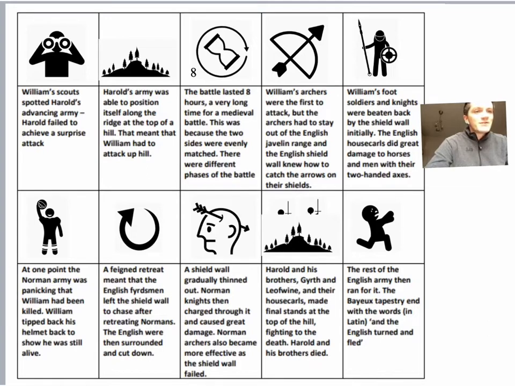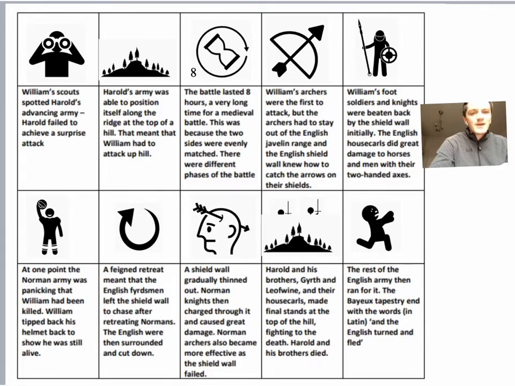Next, William's foot soldiers and knights were beaten back by the shield wall initially. The English housecarls did great damage to horses and men with their two-handed axes. So as William's men tried to attack the top of the hill, the shield wall, which is the shields locked in together to create a very fierce, very firm barrier, does enough to resist William's soldiers.